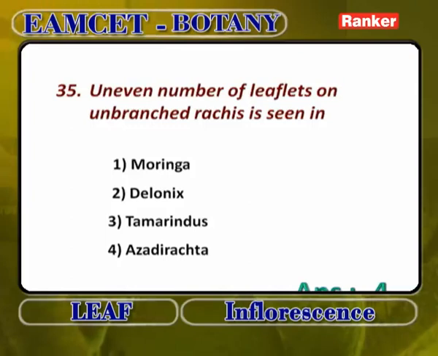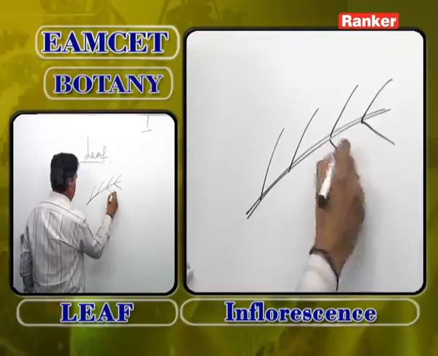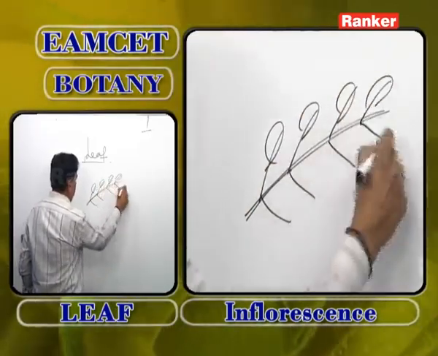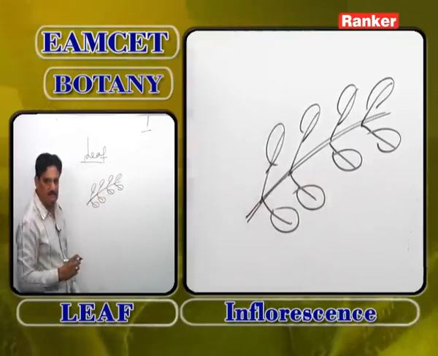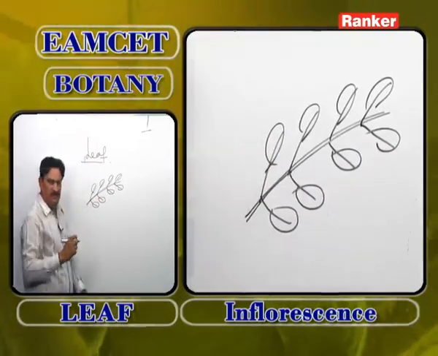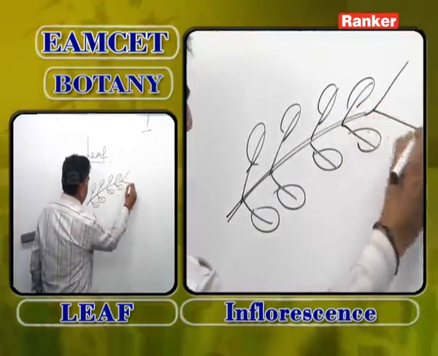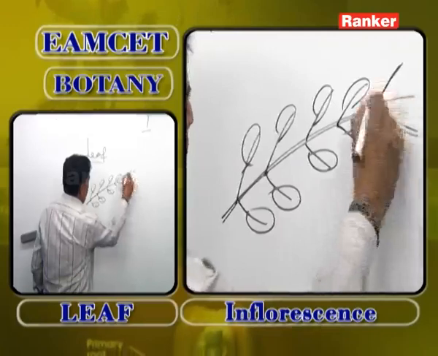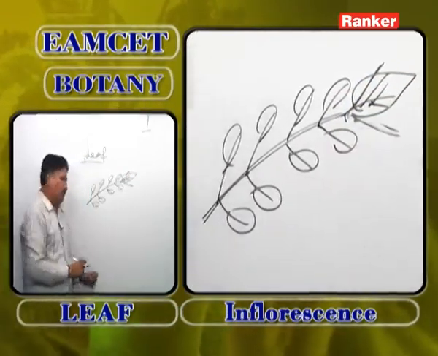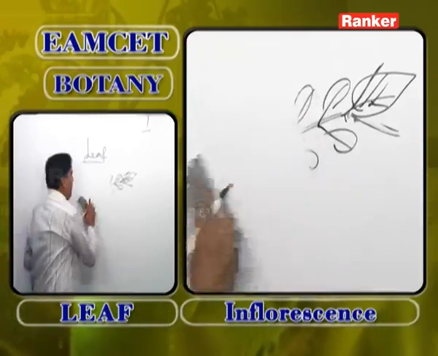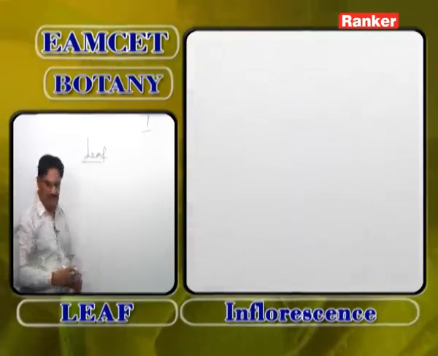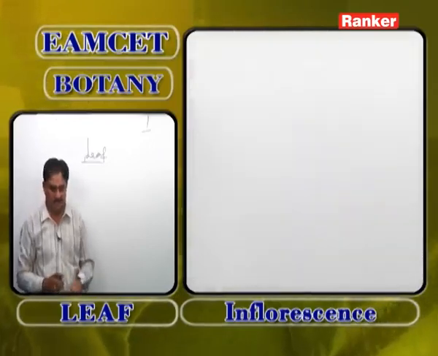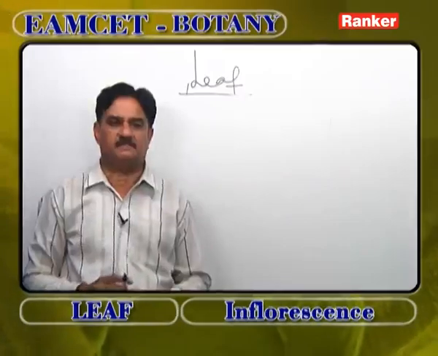Next, uneven number of leaflets on unbranched rachis is found in. Uneven number of leaflets means the primary rachis bears leaflets on both sides. In the case of Cassia and Tamarindus, the rachis always ends with 2 leaflets, so it is paripinnate. In the case of Azadirachta, it always ends with 1 leaflet. Whenever it ends with 1 leaflet, definitely it is imparipinnately compound. So imparipinnately compound leaves are found in Azadirachta. So uneven number of leaflets on unbranched rachis is seen in Azadirachta.